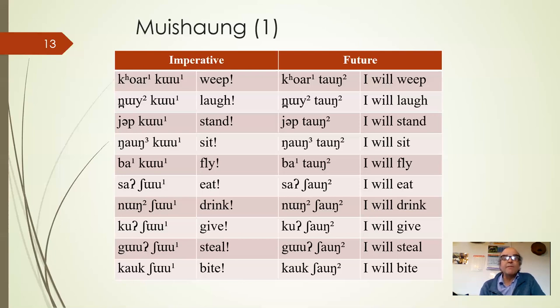So why do some of these have go and some of them have shou? Anyone got any ideas about why that might be? And the hint here is to look at what these verbs mean. Weep, laugh, stand, sit, and fly. How are they different from eat, drink, give, steal, and bite? Any ideas?